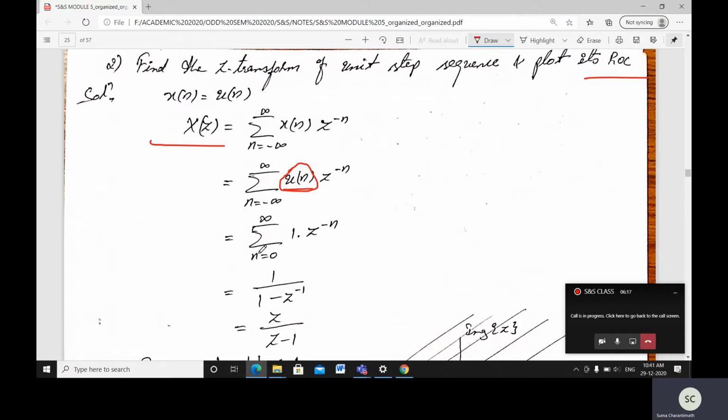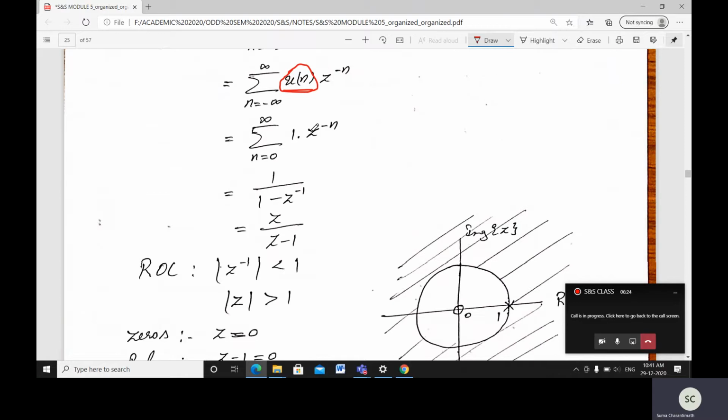Therefore, summation n equals 0 to infinity 1 into z raised to minus n. Then by using the formula, we can write 1 divided by 1 minus z inverse. This I can write, instead of z inverse, as 1 by z. Take the LCM, and the denominator goes to the numerator part. So I can write it as z divided by z minus 1.